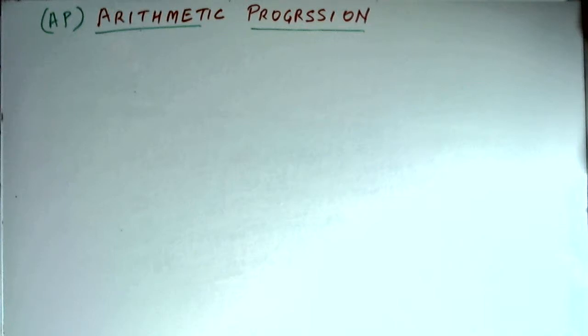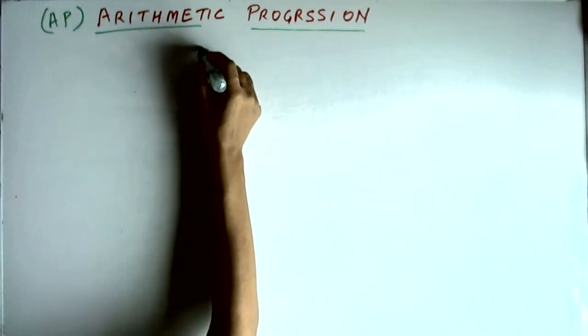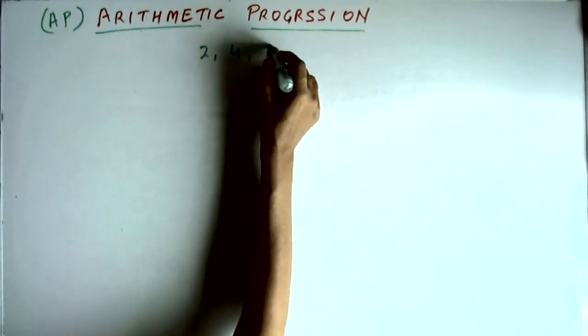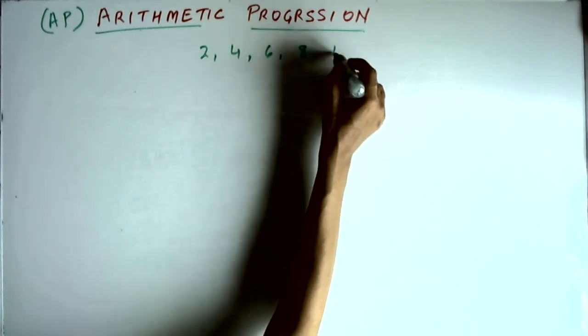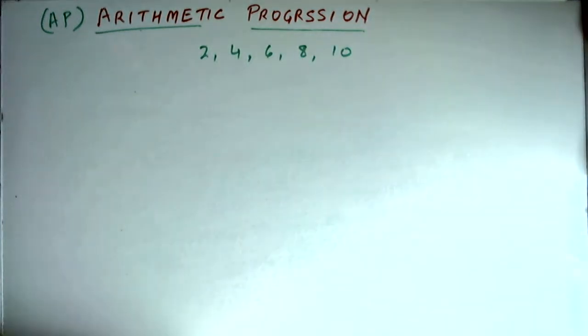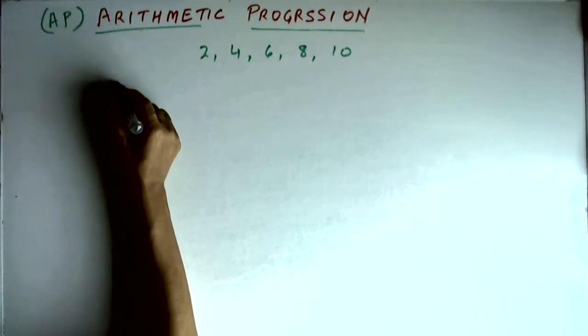In this video, we will continue our learning of arithmetic progression, and more specifically, we will learn how to find the sum of n terms of a given arithmetic progression. So, let us take a simple arithmetic progression as 2, 4, 6, 8 and 10. How many terms are there in this case? This arithmetic progression has how many terms? 5 terms.